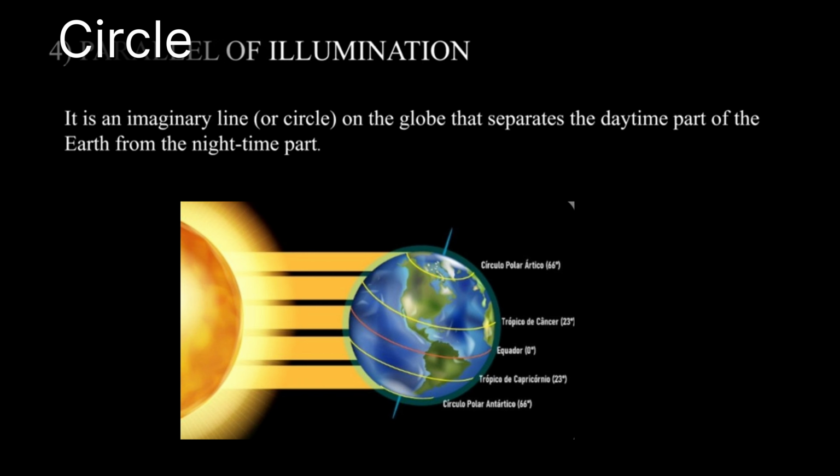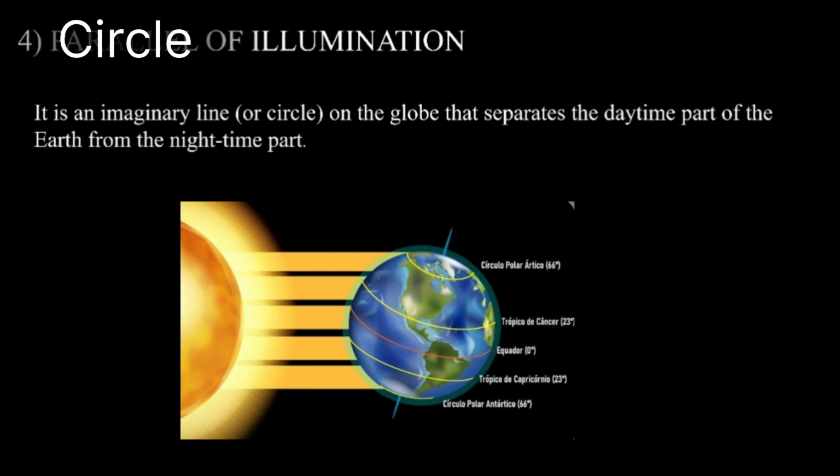The circle of illumination is the imaginary line on Earth that divides the part of the planet experiencing day from the part experiencing night. So, now the question is why it has existence. See, apply the simple logic. Since the Earth is spherical, the sun's light can only illuminate one half at a time.